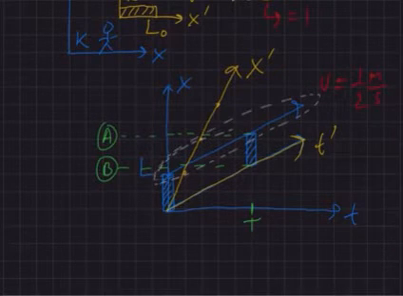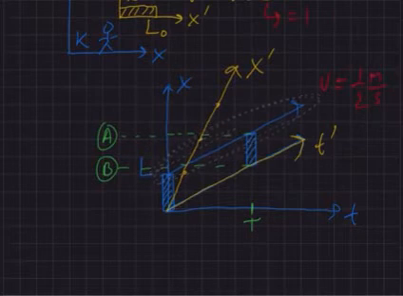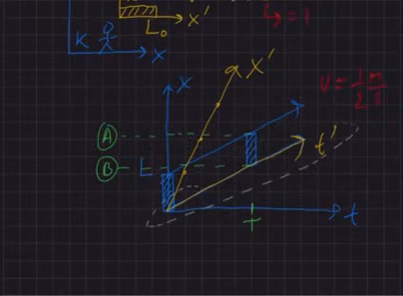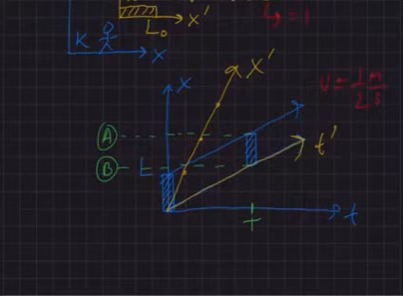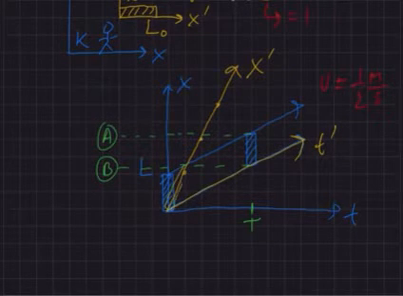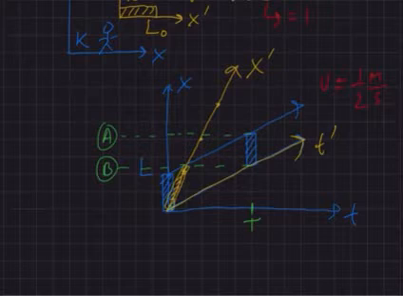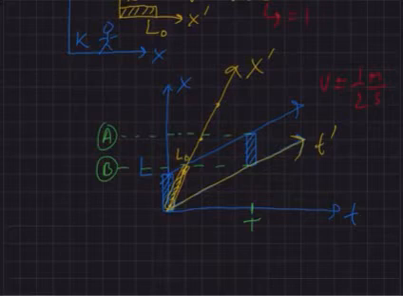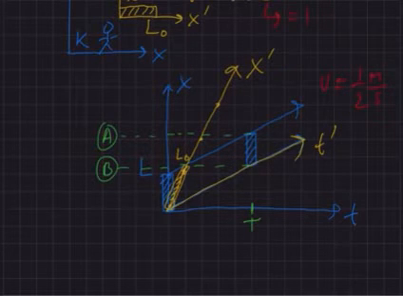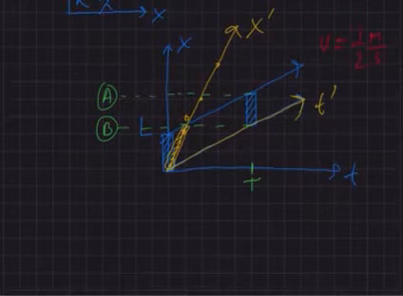And this top world line serves as a boundary for the evolution of the ruler in the k prime frame. Therefore, I know that when I sketch the ruler in the k prime frame, it should be sandwiched in between these two world lines along the x prime axis as such. And it has, again, a length L naught there along the x prime axis when t prime is 0.